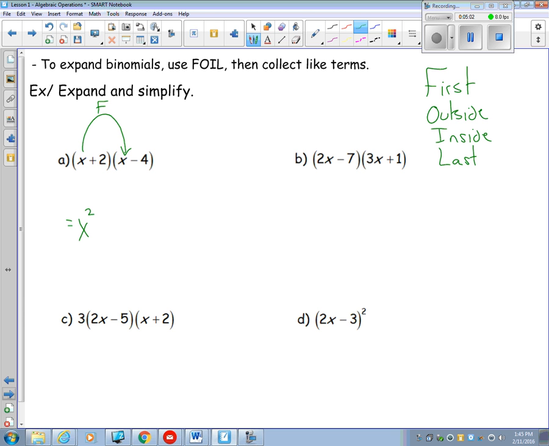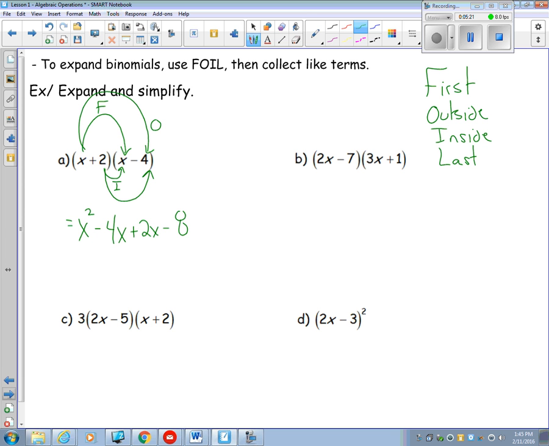That makes x squared. Then I'm going to take the outside things in each bracket. So that would be the x and the negative 4. That multiplied is negative 4x. Then the inside things, the 2 and the x are on the insides. And then the last thing in each bracket, 2 and negative 4, makes negative 8.